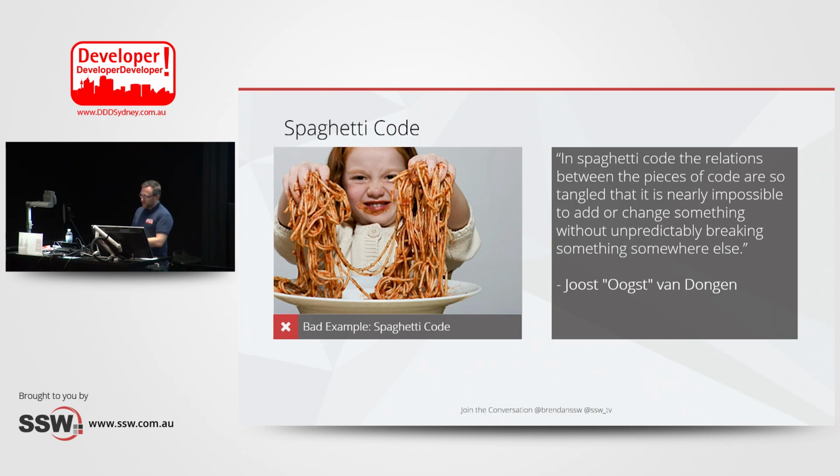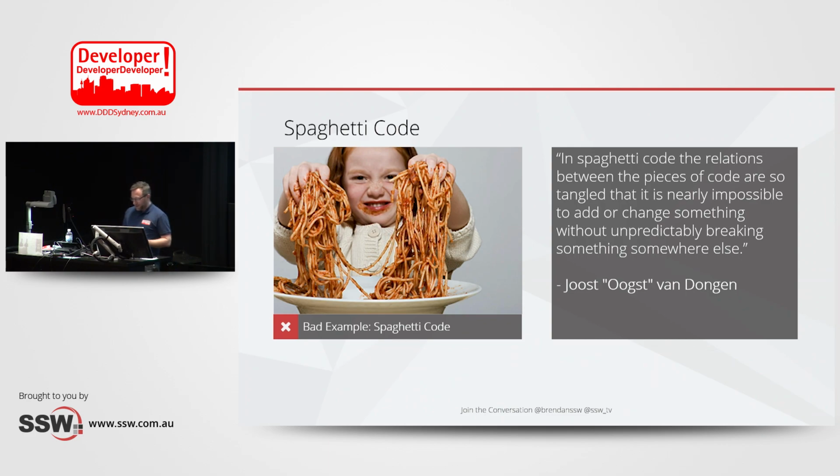So the idea here is in spaghetti code, the relations between the pieces of code are so tangled that it's nearly impossible to add or change something without unpredictably breaking something somewhere else. So pretty familiar to me. I've made a few applications in my time. No one sets out to make spaghetti code, but somewhere along the line, there's some decision makes it starts to get untidy.